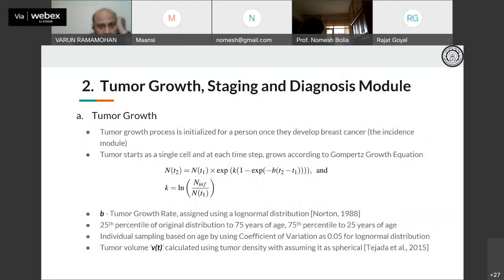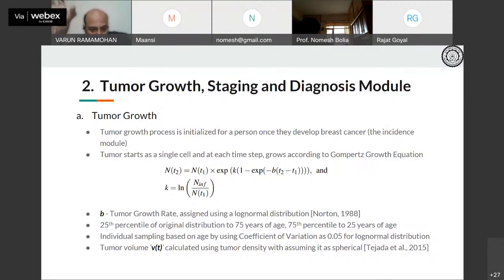Once we model incidence, we then go into tumor growth, right? Now here, for modeling the growth of the tumor, we use standard clinical information. This equation is called the Gompertz growth equation, which was published sometime around 1988 or so. You can see that here. And using this information, we model the growth of the tumor.